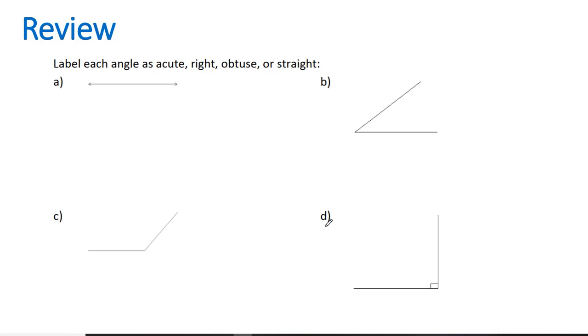Now we're going to label each angle as either acute, right, obtuse, or straight. We see A, we're on a perfect straight line, that's 180 degrees. This is a straight angle. For B, this is a small angle, less than 90 degrees. It's acute. For C, the angle is large. It's greater than 90 degrees. This one is obtuse. And for D, we see the telltale right angle in the corner, 90-degree angle. This is our right angle.